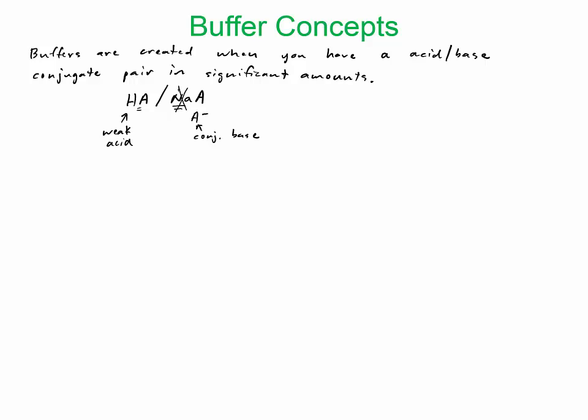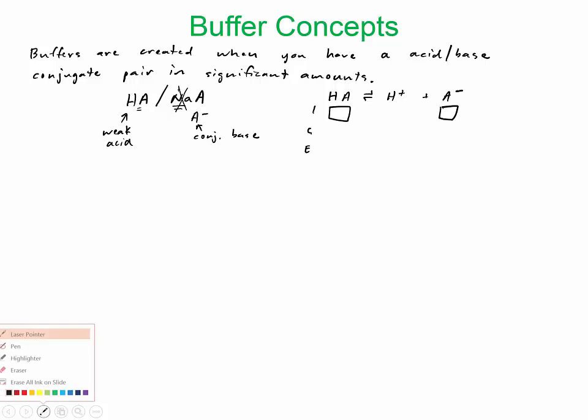And as we saw, if you have both in significant amounts, let's write a dissociation equation for this. As we saw in the common ion effect tutorial, if you have some number here and some number here, then not as much will go to the right. So what that means is it actually resists pH change, because not as much of this will make protons if something is added.